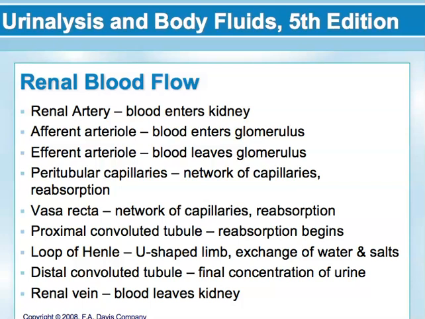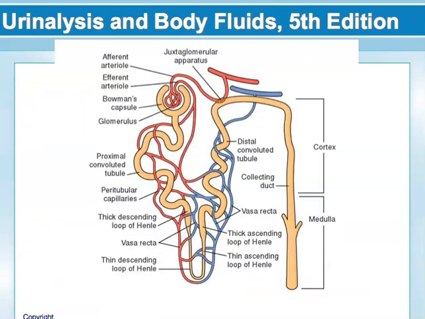Then to the distal convoluted tubule. This is the part of the nephron between the ascending loop of Henle and the collecting duct, where the final concentration of urinary filtrate begins. And then finally the renal vein, which is where blood leaves the kidney and returns to the heart. And here again is a visual of all of those structures. It starts in the glomerulus from the afferent arteriole, and it goes through that process there.